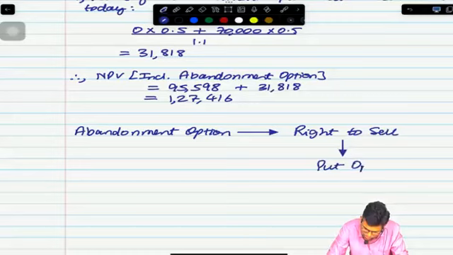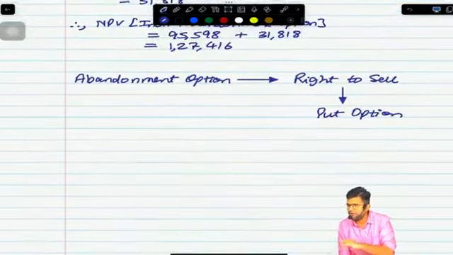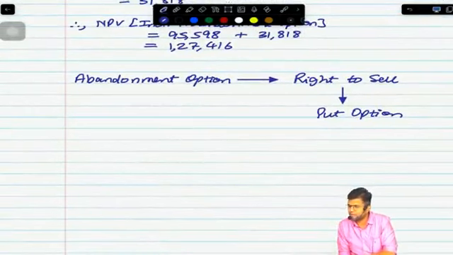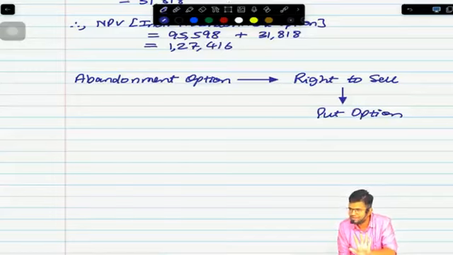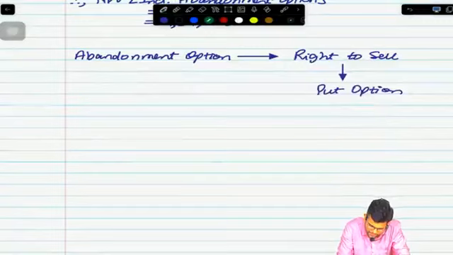It's a put option. Now, if you notice carefully, do you remember what is the gross payoff for a put option? Gross payoff for a call option is S1 minus K. For a put it was K minus S1 if it is in the money. If it is out of the money, it becomes 0. Everyone remembers this?